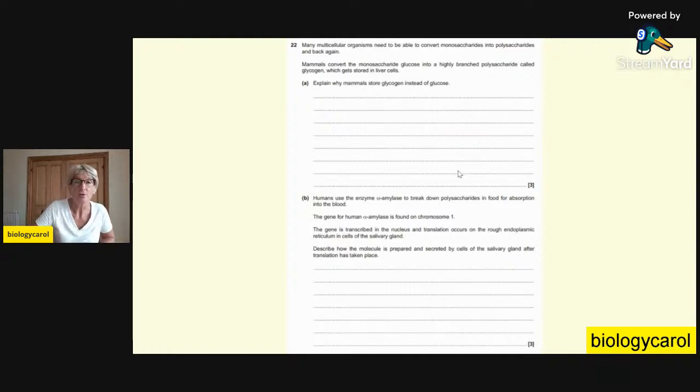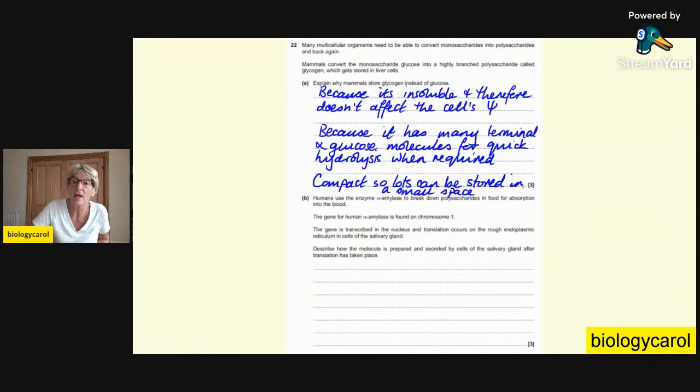So number 1, this is what I put. Here I'm noticing that it's a 3-mark question. So I'm thinking, notice that this is an explain why they use glycogen. You're not just describing what glycogen is like, you're explaining why that is useful. So here is my description. It is insoluble, and therefore it doesn't affect the cell's water potential. This is the explanation, okay?